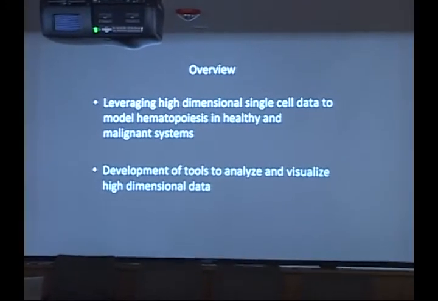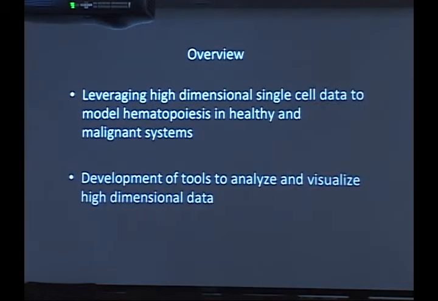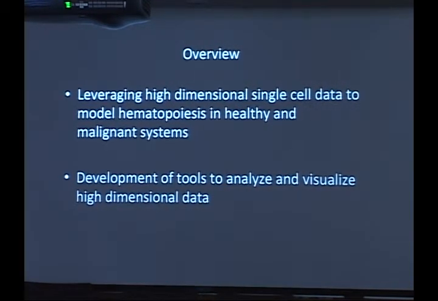So we're going to talk a little bit about leveraging high-dimensional single-cell data to model hematopoiesis in some healthy and malignant systems, and how we've developed tools to analyze and visualize that data. And you're going to hear a lot more in the next set of talks this morning about some of the tools that have already been used and published on, such as SPADE, and the more specifics about how to use those, and then also some of the things in development. And so I'll refer to some of those things, but I'm not going to go into great detail into all of the different particulars of the algorithms, but we can always talk about that after if people have specific questions.